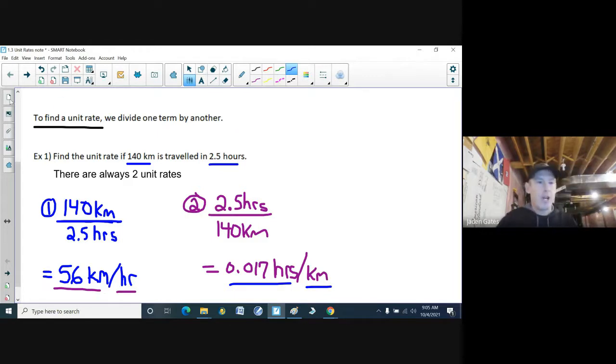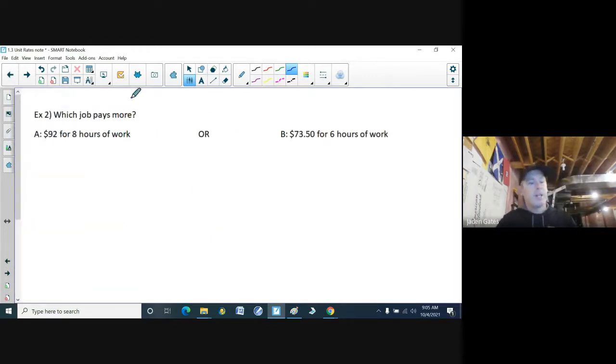All right, so let's try another one here. This is a common area in which unit rates are used: which job pays more? Again, when I'm looking at a unit rate, I'm taking one number and dividing it by the other. So I'm going to take my $92 and divide it by 8 hours. I take my $92 on the top, 8 hours on the bottom, and now I'm going to divide those two.